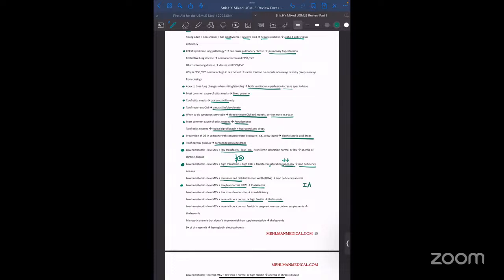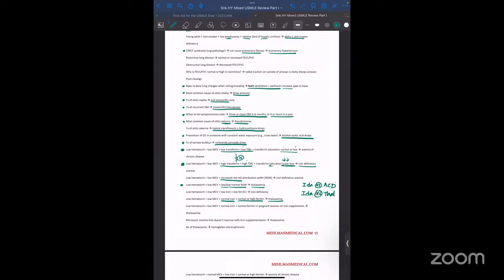So IDA versus anemia of chronic disease, iron deficiency anemia versus thalassemia. Here the difference is the transferrin is low and transferrin saturation is normal or low for anemia of chronic disease, versus in iron deficiency, high transferrin, high TIBC, saturation is super low. So that's IDA versus ACD.